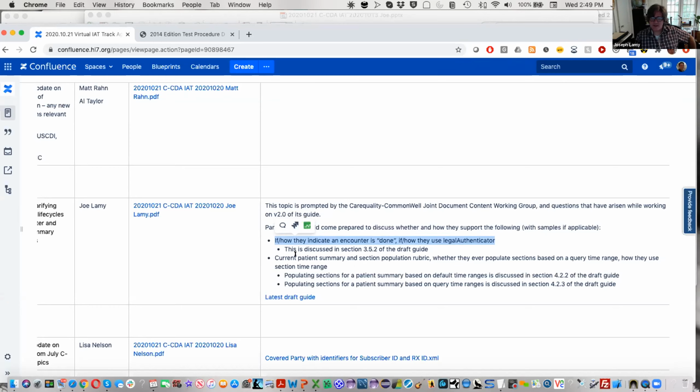we have a section in the guide that talks about generating a current patient summary and how you populate the sections. There's a lot of confusion about this, and so we wrote down how it can be done, and we gave one example of how it is done by the VA, where you populate sections based on default time ranges, and where you populate sections based on query time ranges, meaning if someone asks for 5 years, do you give them a patient summary that includes things from 5 years? So let's jump in.